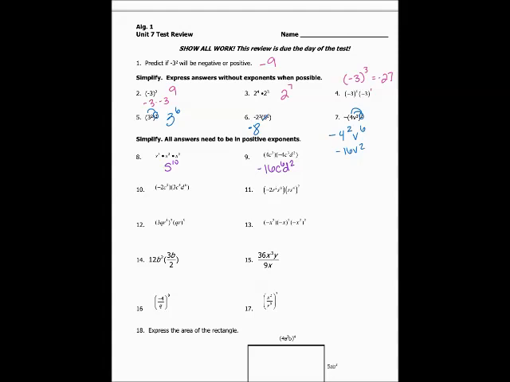Number 10 is very similar, so I'm going to do it step by step. Negative 2 times 3 is negative 6. For the c, that's c to the 5th times c to the 4th, which is c to the 9th, because we add exponents when we're multiplying. And then finally, we just bring our d to the 6th down.